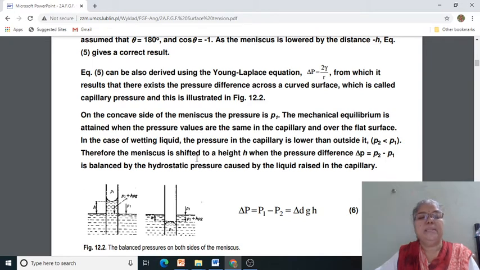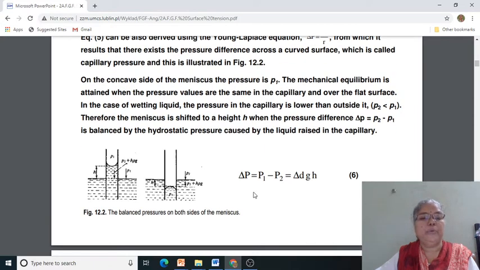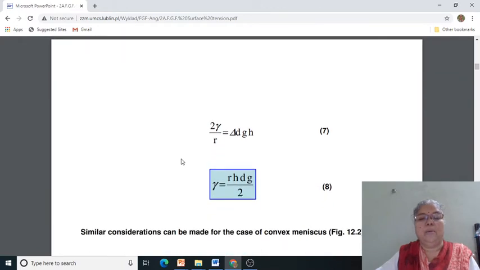Therefore, the meniscus is shifted to a height h when the pressure difference, that is delta P, equal to P2 minus P1, is balanced by the hydrostatic pressure caused by the liquid raised in the capillary tube. We can say that delta P is equal to P1 minus P2, which is equal to delta d into g into h, and this is the diagram which shows the balanced pressure on both sides of the meniscus.